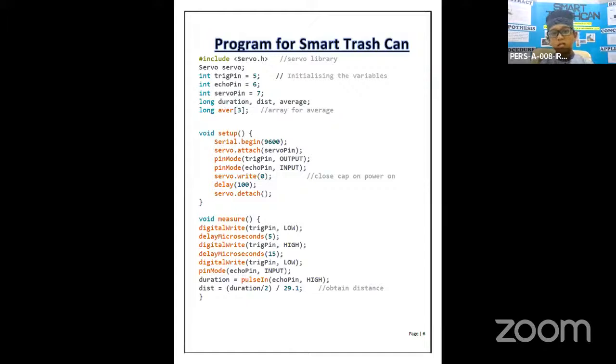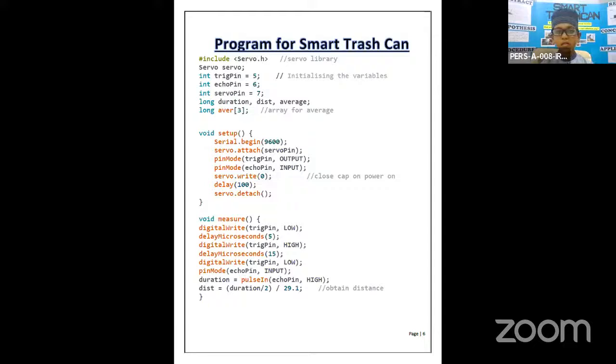Did you change the parameters, I can see trig pin 5, echo pin 6, and servo pin 7? Did you change that? No. If you change it now, you should get some more values. I will try in the future.